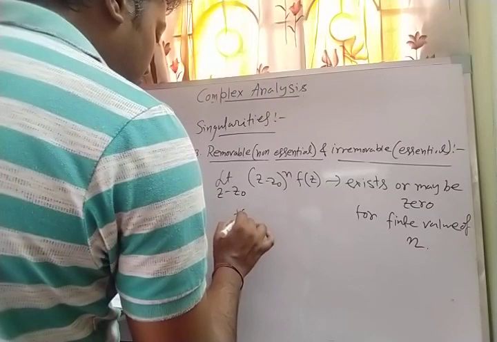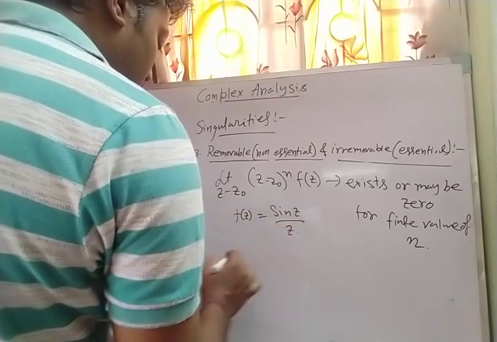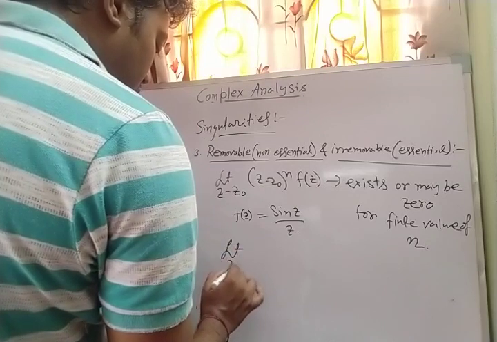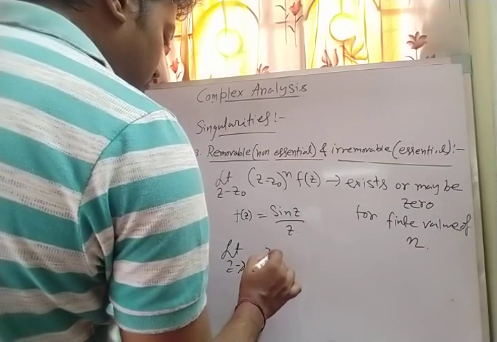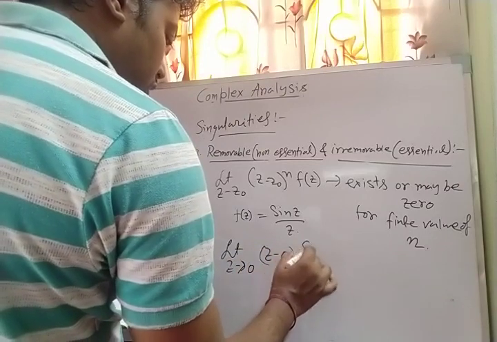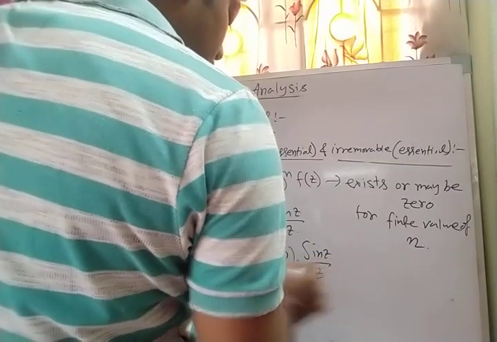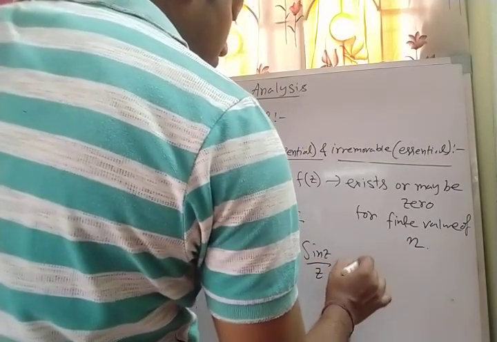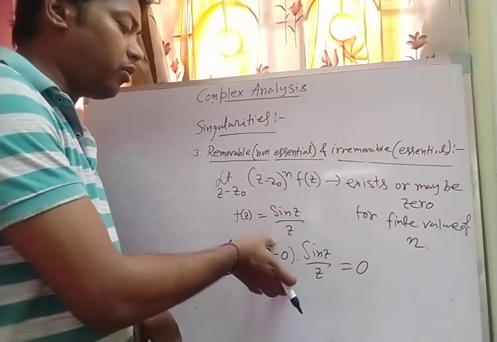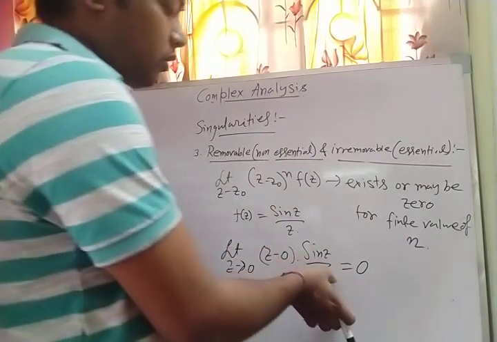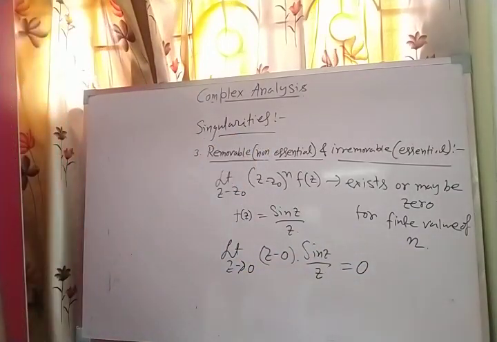Say f of z is equal to sin z by z. So limit z tends to 0, so z equals 0, so z minus 0 into sin z by z. So this gives z cross out and this gives 0. So the limit exists for finite value of n, so n is 1. So this is the removable or non-essential singularity.